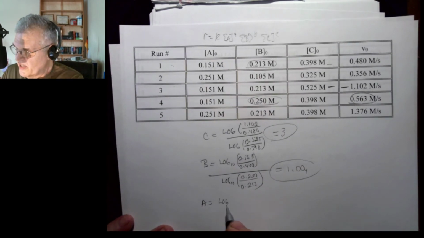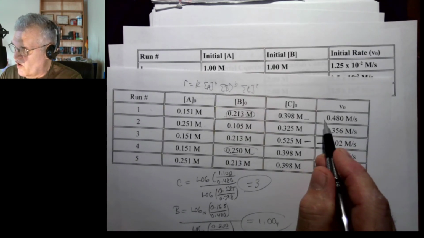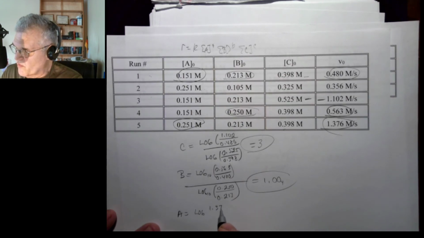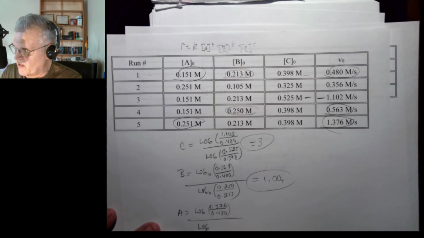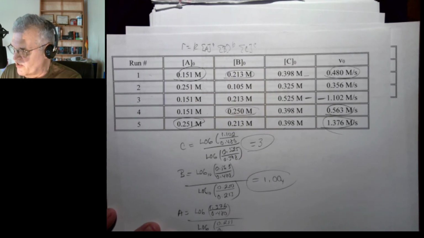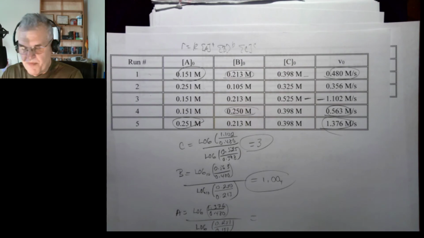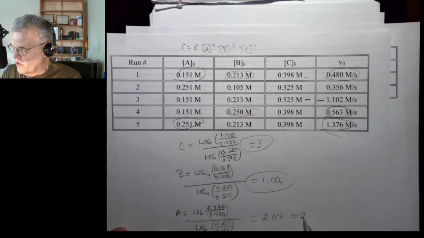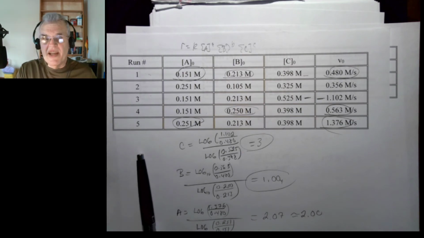Bingo, I got it. So now it's going to be log of fast over slow, and I'm using 1 and 5. So log of fast is 1.376 over top of 0.480, and that's divided by log of my 0.251 over top of my 0.151, and that's going to give me a value when I do my calculations. It comes out to be 2.07, which would be essentially 2.00. All right, so that's the way you do those calculations. And I showed you how to do the K calculations to find out what that value is.